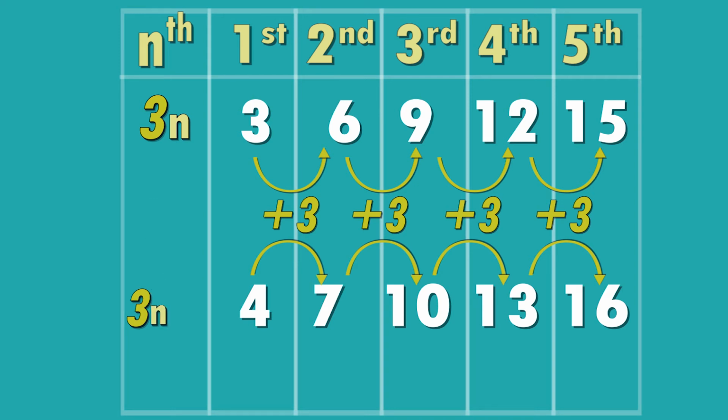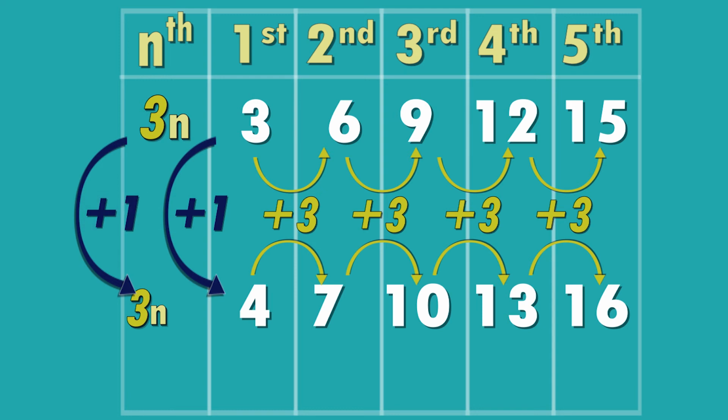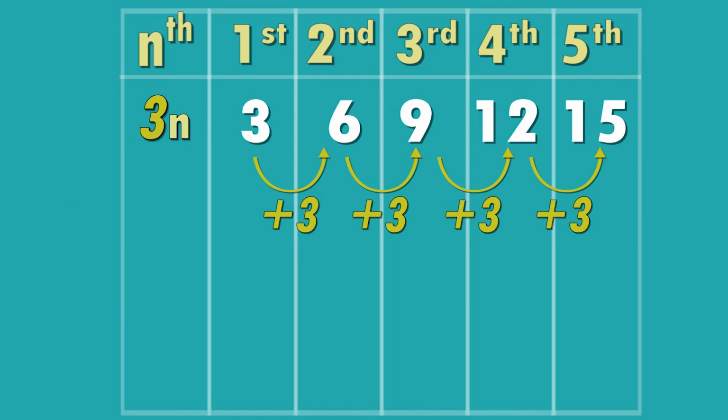But if we compare the 3 times table and our bottom sequence, we'll notice that again we're just adding 1 each time. 3 plus 1 gives me 4, 6 plus 1 gives me 7. So the nth term for the bottom sequence is going to be 3n plus 1, because I've added 1 to each term in the 3 times table. Let's look at a slightly different one.